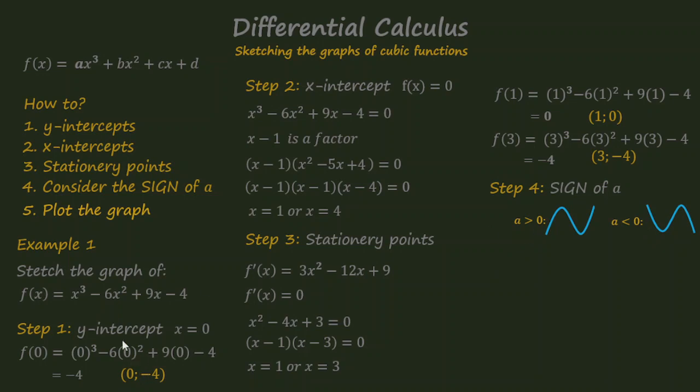Now, our A here is greater than 0, so the shape of our graph should look something like this. Now, let us plot the graph. We can start by putting the points that we got: the y-intercept, the x-intercept, the turning point, and another turning point. Then our graph will go something like that.